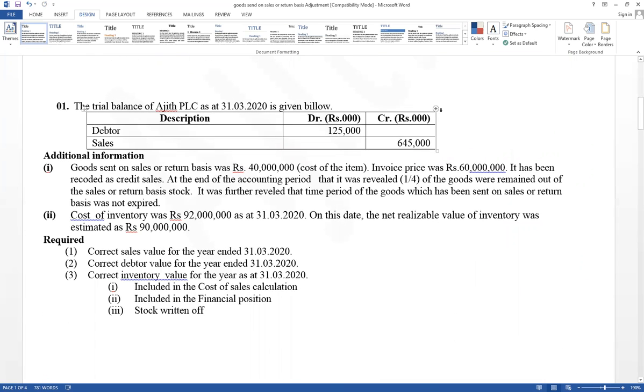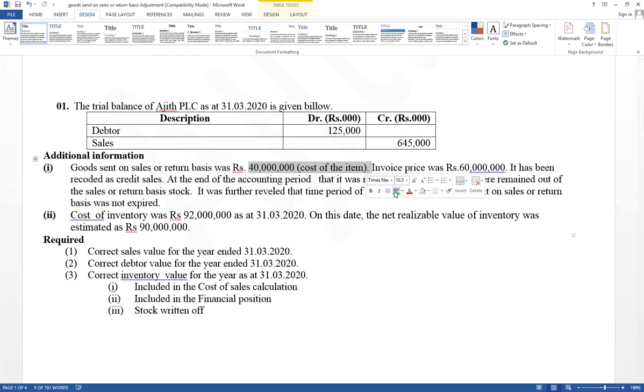First one, a trial balance is given as at 31st March 20, and it gives data on trade receivables and sales. Think about the first additional item. This adjustment is relevant for debtors, sales as well as inventory. Goods sent on sales or return basis have a cost value of 40 million, and a selling price of 60 million.